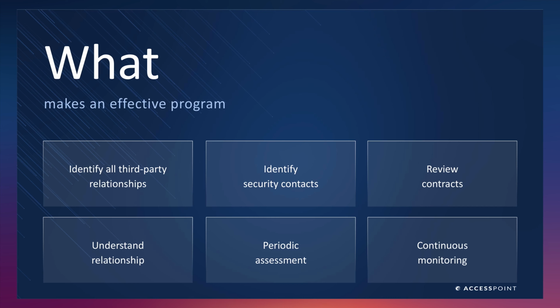You want to understand the business relationship. If you understand what the third party is doing for you, you can understand what data they have access to, how they share that data with you, or how that data is processed. So that will help you in understanding the risks that they bring to the table.